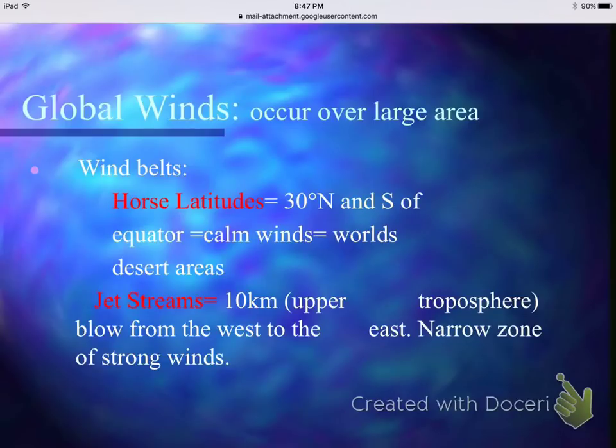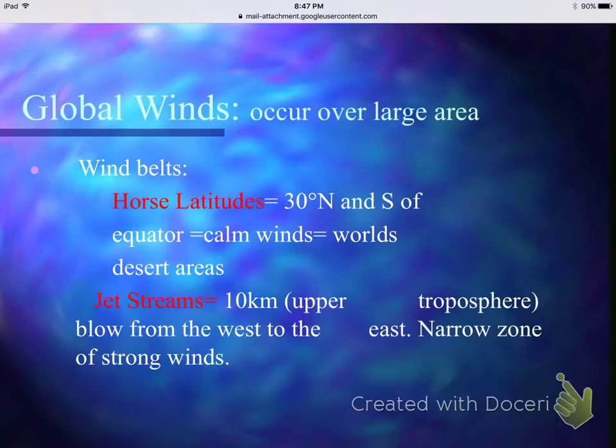Something about the horse latitudes that's really cool is that back in the day when people were traveling and trading, they would bring their animals and pack up tons of people and things on their ships. Whenever they got to this area, 30 degrees north and south of the equator, the winds were not strong enough to move their sails and keep their boats going, so they had to drop things that were heavy out into the ocean to lighten their load, to get them moving.